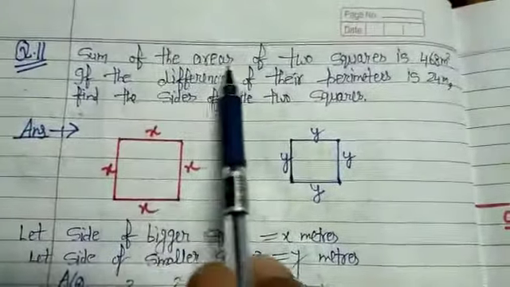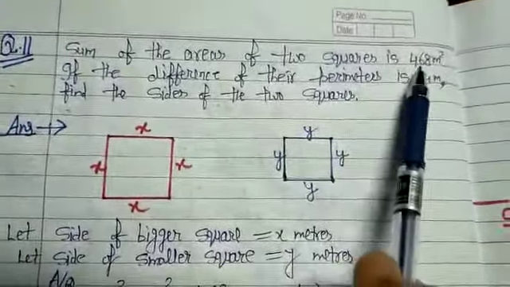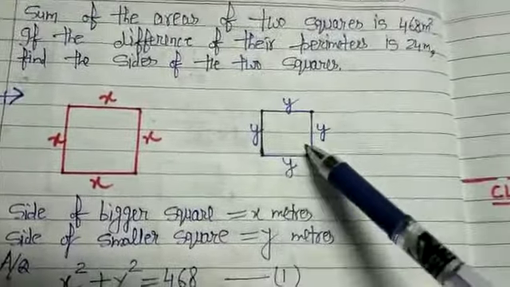Question number 11: the sum of areas of two squares is 468 meter square. If the difference of their perimeters is 24 meters, find the sides of the two squares. Now the difference of the perimeters is given, it means one is greater and one is smaller. So let us suppose that one is a greater square and one is a smaller square.